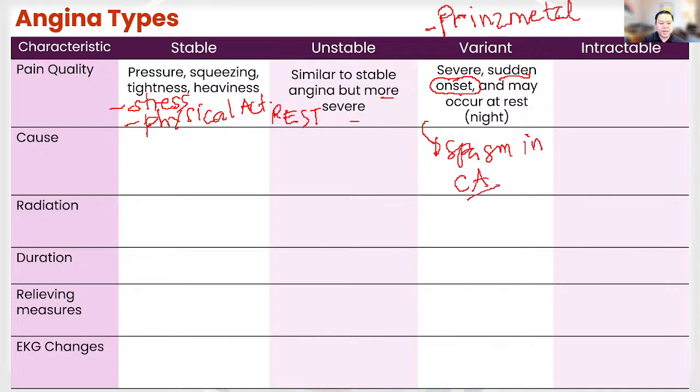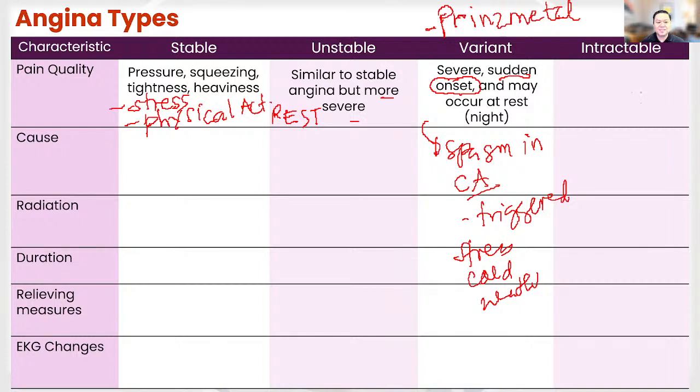Coronary artery, let me just shorten that to CA. And this is going to be triggered possibly by stress or cold weather. All right, so it can occur anytime, but can be triggered by stress or cold weather.